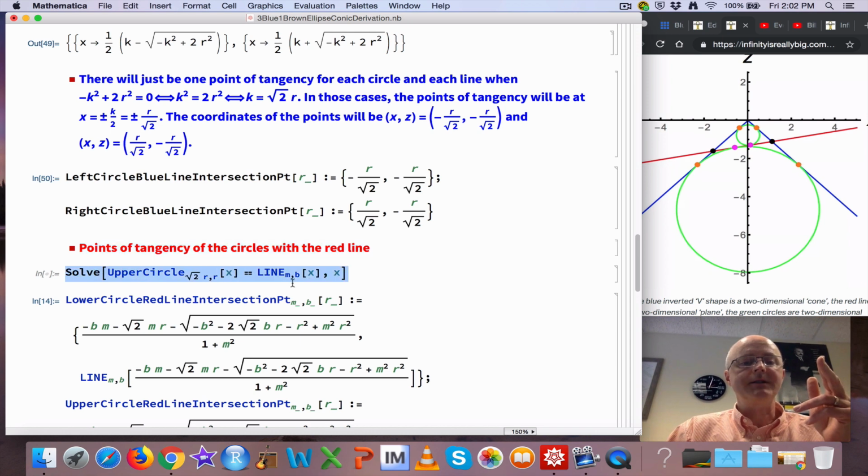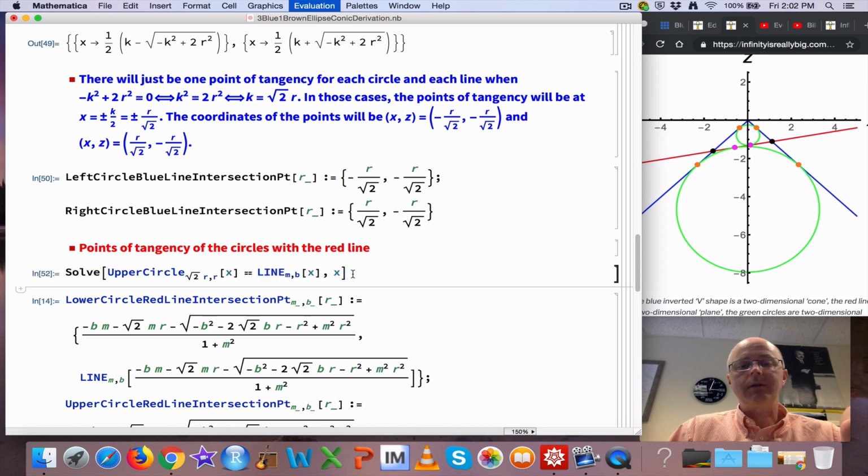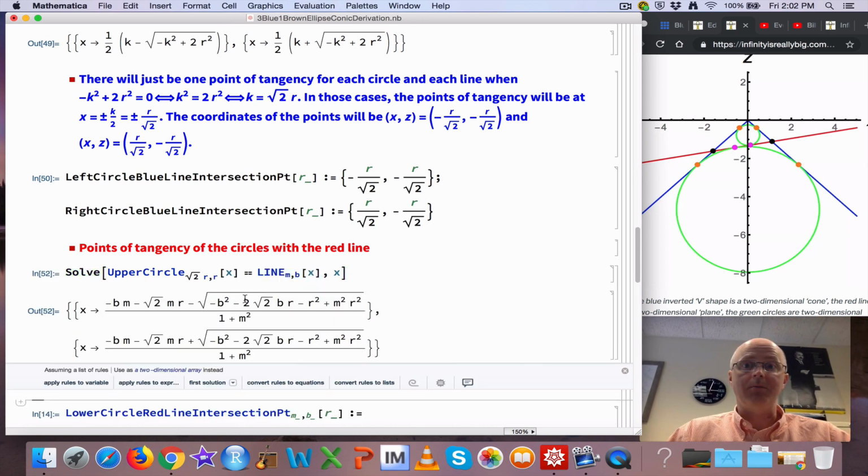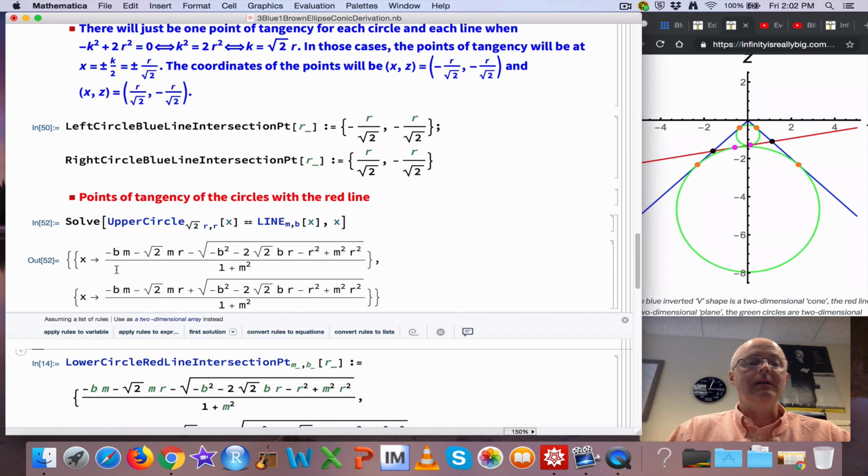I need to solve for where an upper semicircle of an arbitrary radius equals an arbitrary line of slope m and vertical intercept b. Doing this by hand, it's not impossible. You could do it. It does involve the quadratic formula, but you can see the answers here are pretty complicated. You'd be very likely to make a mistake. Okay, Mathematica is definitely handy for that.